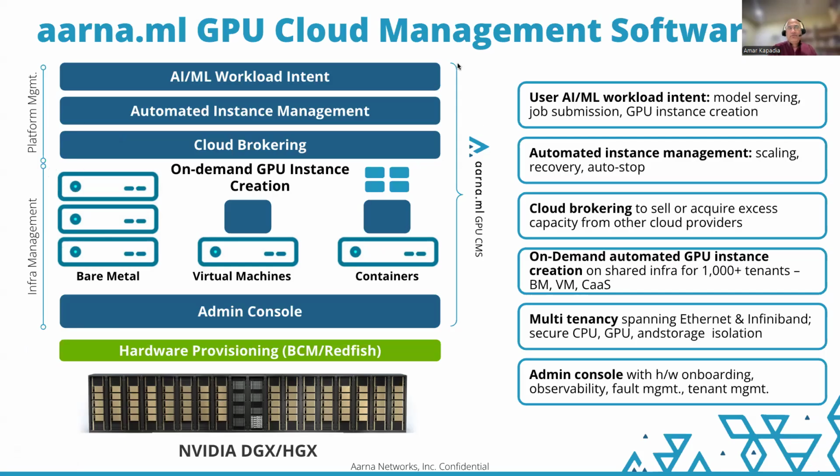Above that, we have platform features that are useful for the tenant: cloud brokering, where the workload can straddle multiple clouds, and automated instance management, where the instance for jobs or models scales automatically. For models, depending on tokens per second, it can scale out or scale in. It can self-heal in the case of training across multiple clouds. It can auto-stop in the case of jobs.